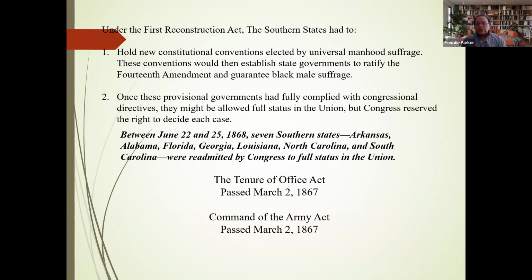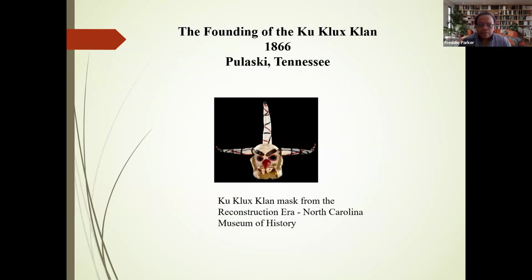Between June 22nd and 25th, 1868, seven Southern states were all readmitted to the United States because they had rewritten their constitutions. Many of you may be familiar with the Tenure of Office Act that was passed as a part of these Reconstruction Acts. The Command of the Army Act was passed, and a total of four Reconstruction Acts were actually passed in 1867 and 1868. You also may be familiar with the founding of the Ku Klux Klan in 1866. It was founded in Pulaski, Tennessee.